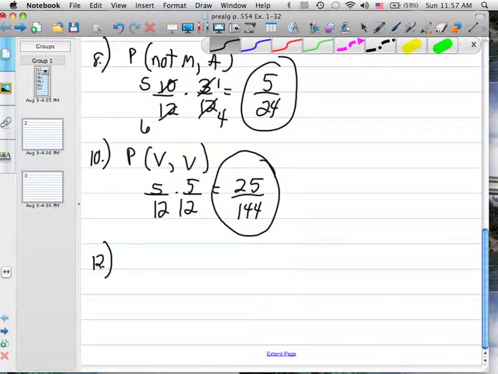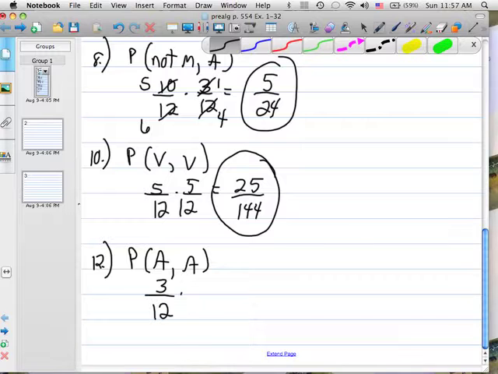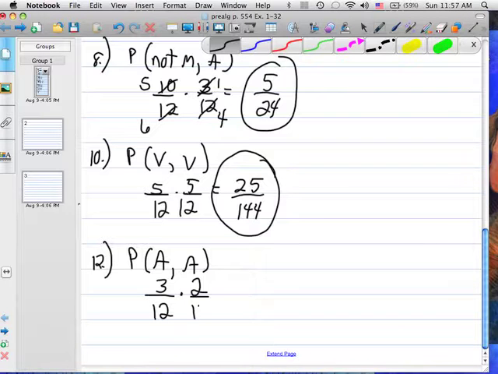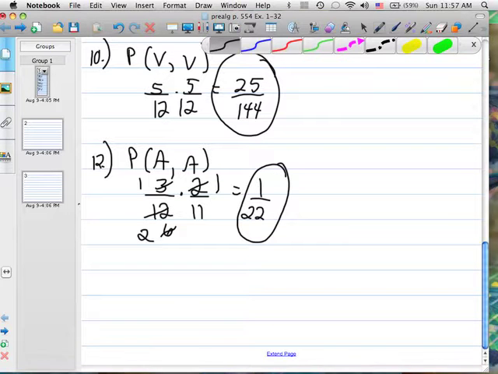Problem number 12, we're drawing 2 cards without replacement, so this is dependent. Probability of drawing an A, then another A. There are 1, 2, 3 A's. So the first time we draw, we have 3 out of 12. We don't put the cards back, and we drew A, so there's only 2 A's left and 11 cards left. Cancel, 2 goes into 12 six times, so we could cancel the 3 and the 6. So we ended up with 1 times 1 over 2 times 11, 22. So our probability is 1/22.